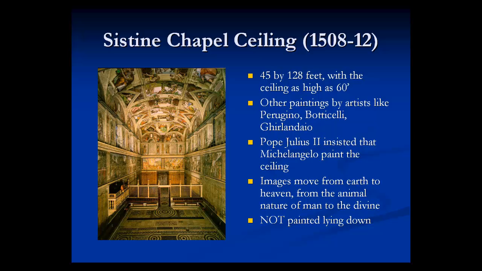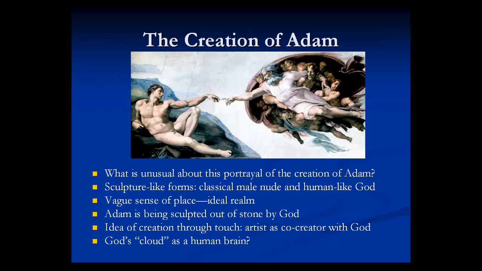First of all, Michelangelo did not paint this lying down. Instead, he created a very elaborate scaffolding system so that he could lean against it and be able to see what he was doing and paint it more vertically. One of the most famous panels from the Sistine Chapel ceiling is the painting of the creation of Adam. And it's a beautiful painting, as you can see.